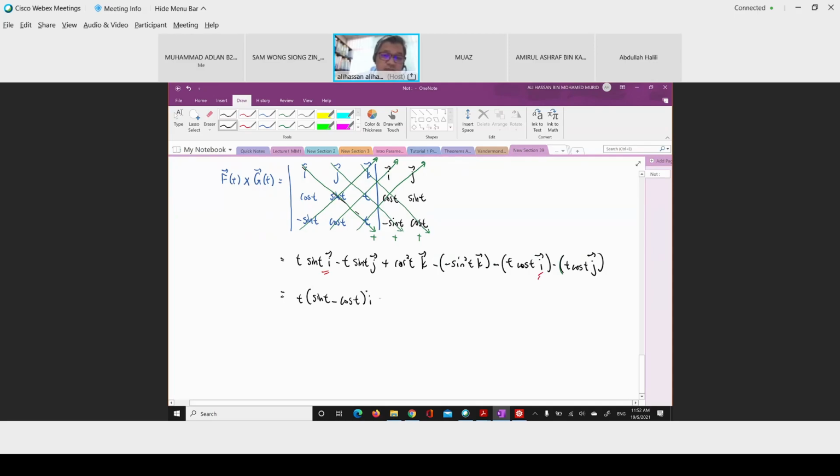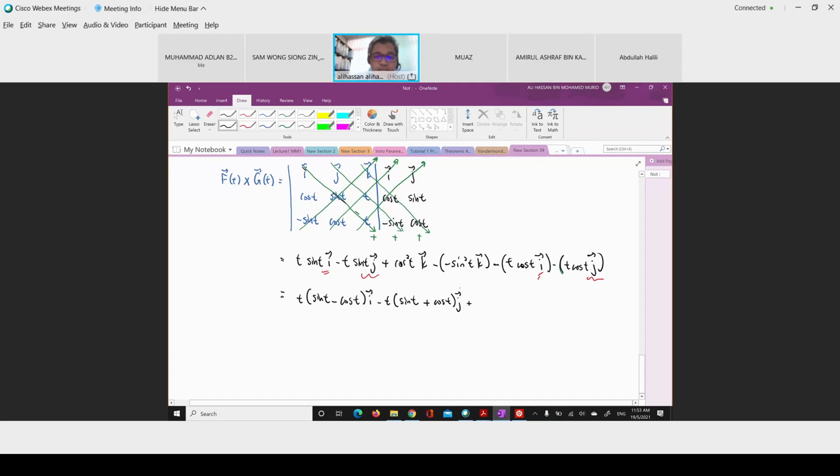Okay. And what about the component j? We also have two components j, minus t sine t minus t cosine t. So we can factor out minus t, sine t plus cosine t j. And then finally the remaining components are with k.